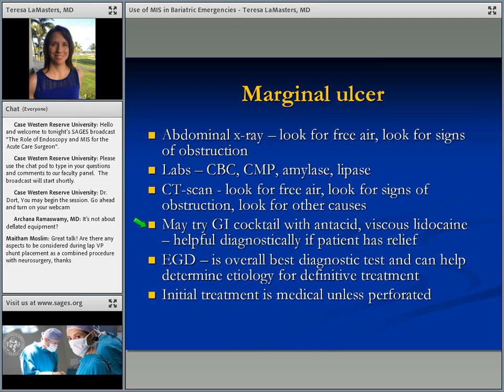This can be diagnostic and therapeutic. A GI cocktail with an antacid and viscous lidocaine. If the patient has instant relief, it's very diagnostic for a marginal ulcer. And really your definitive test is going to be your endoscopy. And remember to look on the jejunal aspect. The initial treatment really is medical, and that means high-dose PPI and Carafate or sucralfate.